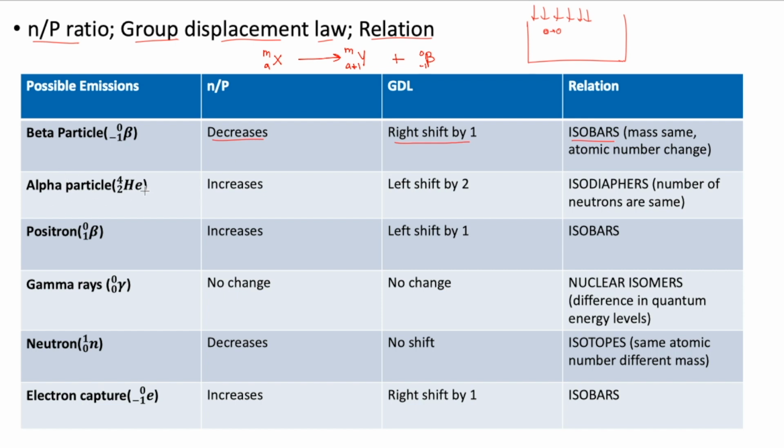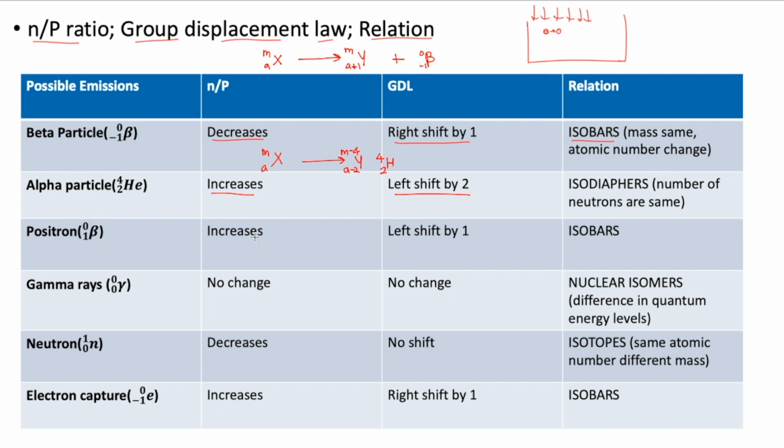Then alpha particles increase the n by p ratio and give a left shift by 2 units. Simply, you can understand it this way. Let's say the same element X with A and M gives an alpha particle decay. In that case the compound Y which it forms should have an atomic number 2 less. The atomic number will decrease by 2 units and the mass number will decrease by 4 units. So it will shift towards the left side in the periodic table.